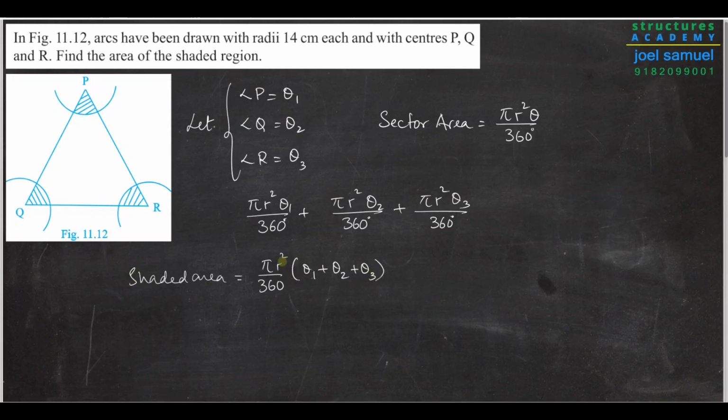In the numerical, we have been told that r is equal to 14 centimeters in each of these circular sectors, but the angles have not been given. So here we resort to the angle sum property of the triangle, which says the sum of the angles of a triangle add up to 180 degrees. So let's substitute the numbers. Let's take 22 over 7 for pi times 14 times 14 over 360, and the sum of theta 1 plus theta 2 plus theta 3 is 180 degrees.